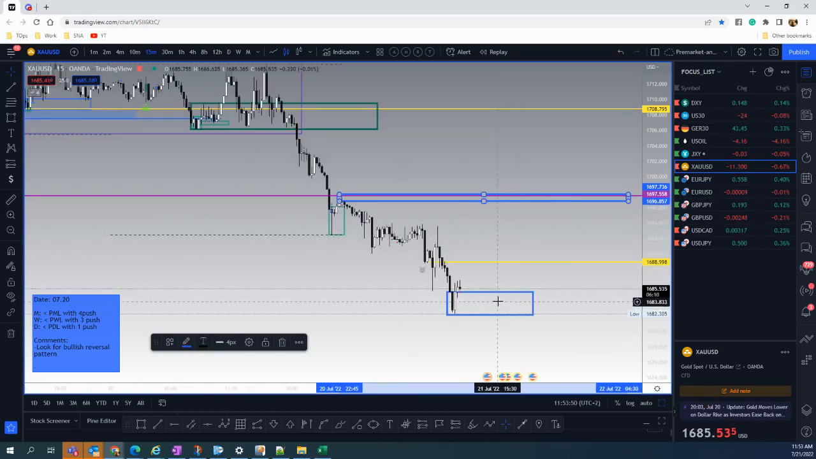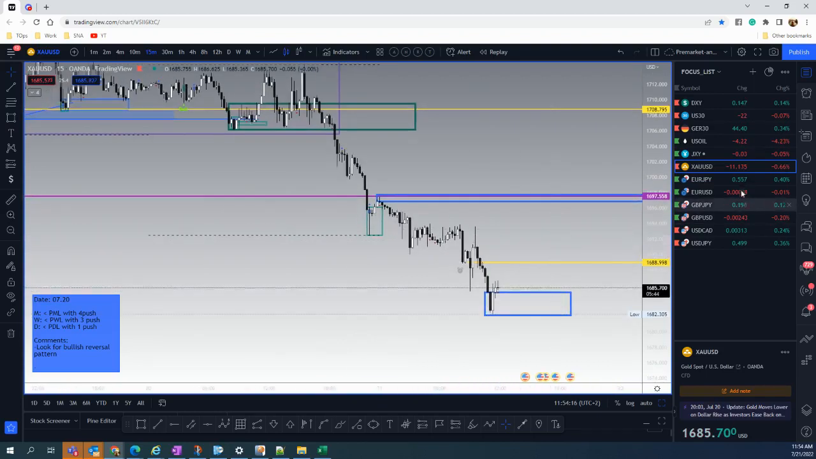So I always check for opportunities in both ways. So not only that I'm only long, but I also look for opportunity to go short when the price is hitting previous day highs or previous session highs with 3 pushes with engulfing and pin bar. So those are my main criteria for my trading.